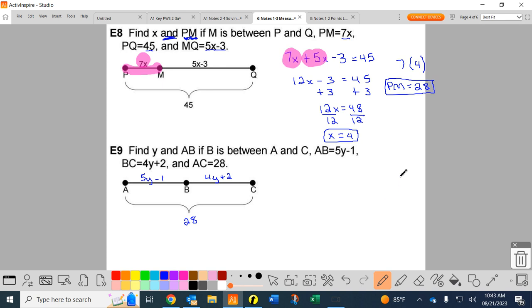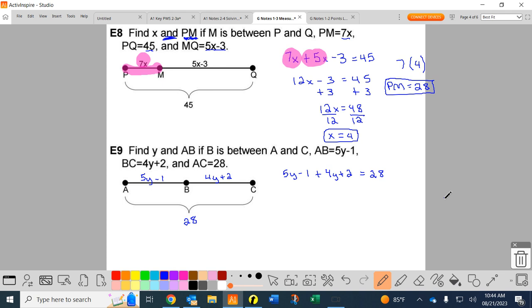So here's the geometry. Writing the equation is the geometry part. A part plus a part equals the whole. So it's going to be the part 5y minus 1 plus the part 4y plus 2, and it's going to equal the whole thing, which is 28.